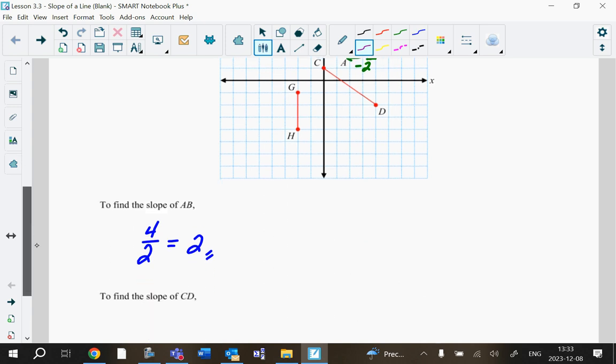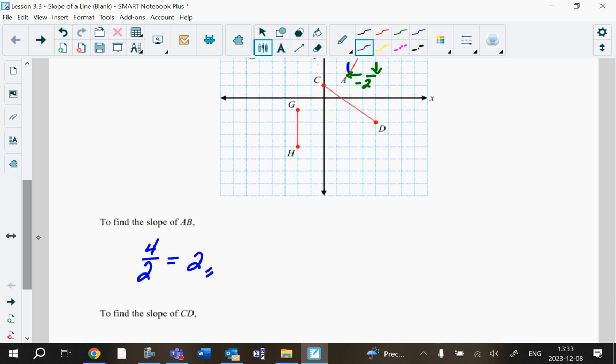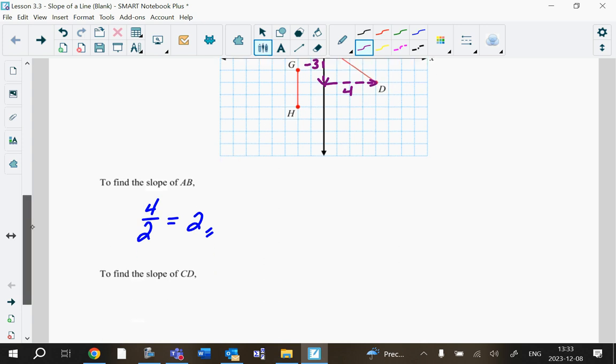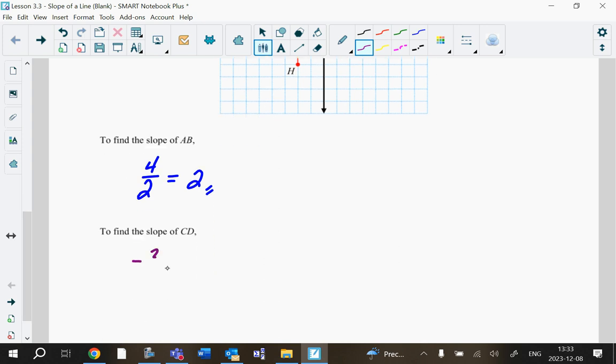How about CD? Start at C. How much do I rise to move to D? -3, because I'm going down. How much do I run? Over 4. So your slope is -3 over +4, which you can't divide cleanly, so you just leave it.